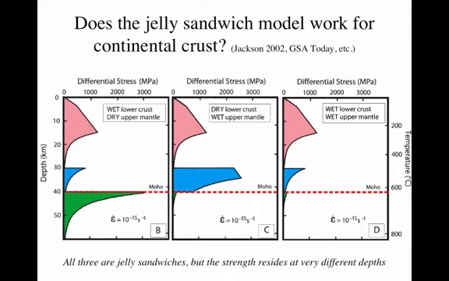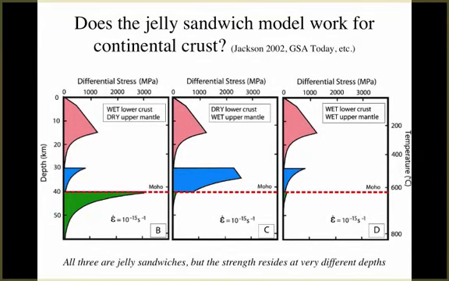So, does the jelly sandwich model work for continental crust? There are 3 jelly sandwiches here. One is for a wet lower crust and a dry upper mantle. One is for a dry lower crust and a wet upper mantle. And one is for a wet lower crust and a wet upper mantle. They're all jelly sandwiches, but the strength in each model resides at very different depths.